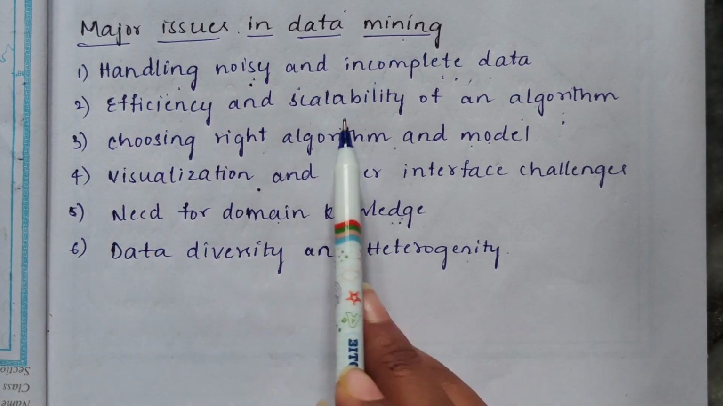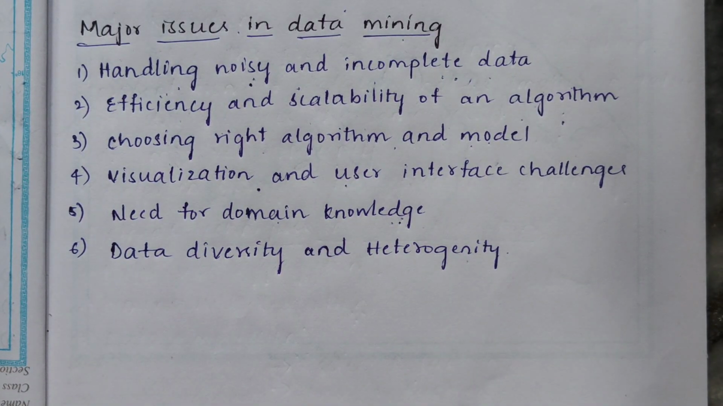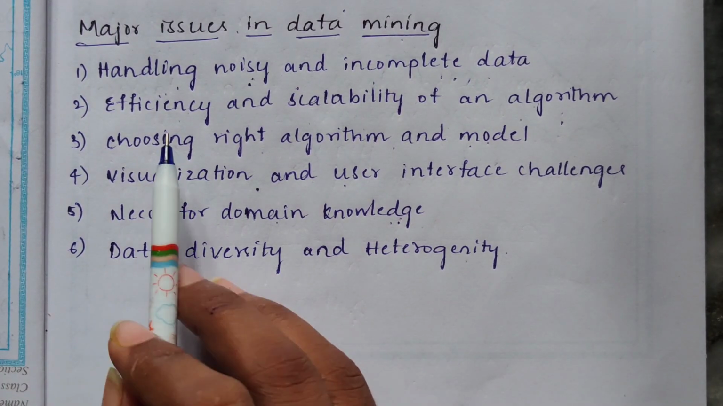The second one is efficiency and scalability of an algorithm. Generally, nowadays modern data sets are huge and mining those data sets will be very difficult. And some slow or inefficient algorithms cannot handle that large amount of data. That is the second issue in data mining.